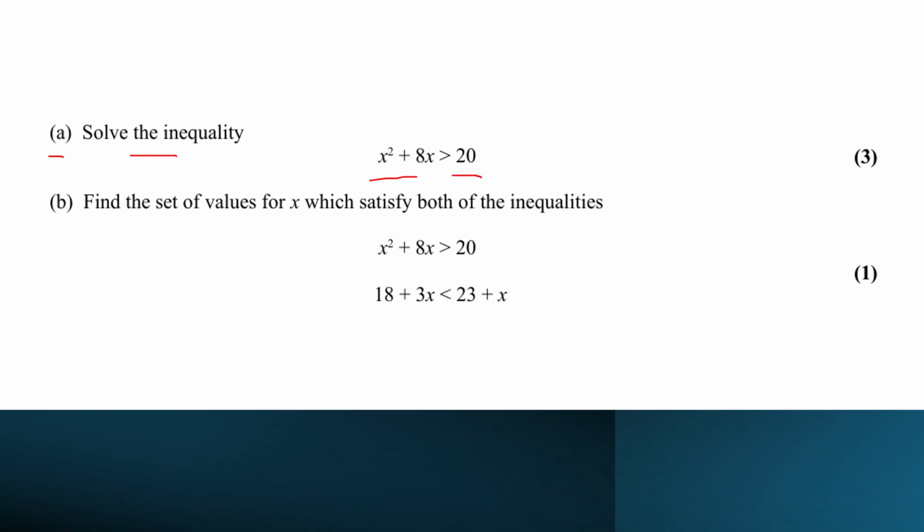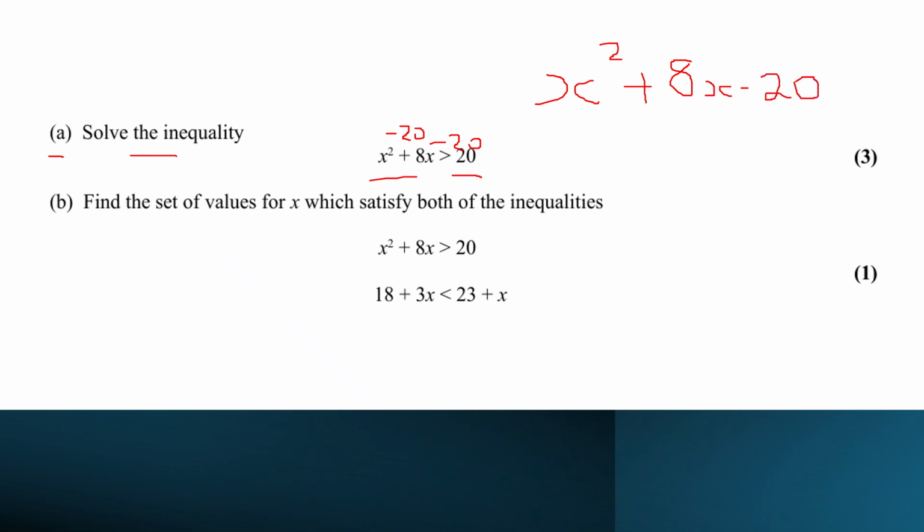Now, whenever we have a quadratic inequality, we always want to make it greater than, less than, less than or equal to, or greater than or equal to 0. So I'm going to subtract 20 on both sides to balance each side of my inequality. When I do this, I get x squared plus 8x minus 20 is greater than 0. Okay, so that's step 1 complete.